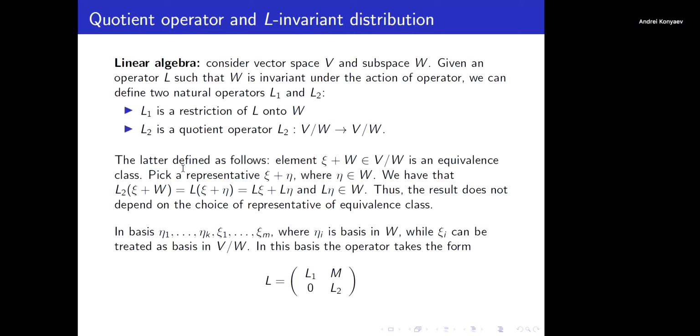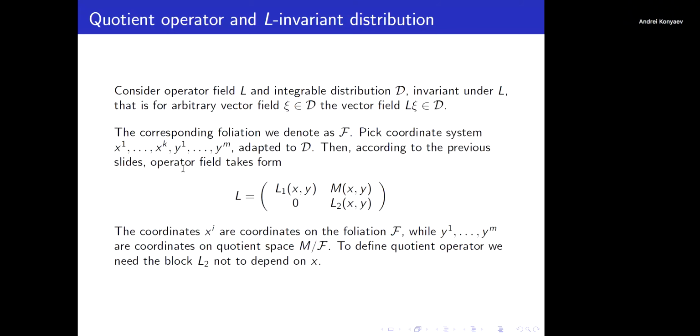In these coordinates, because we already know this from linear algebra, we get that L is in the following form. L1 is a restriction. Restriction of the operator implies that you fix the leaf. To fix the leaf, you fix the y coordinates. They are coordinates on the quotient space, on the space of leaves, and the x's are the coordinates on the leaf. So we see that this is simple, but L2 is supposed to be a quotient operator.